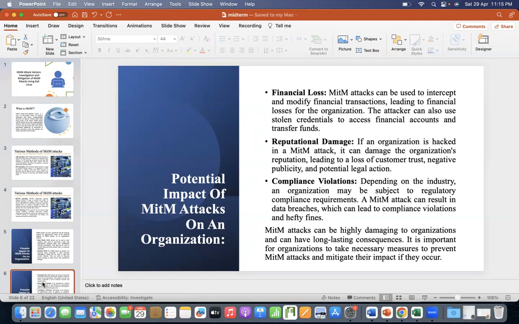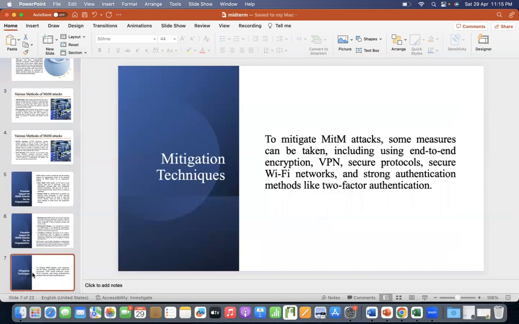And next was compliance violations. Depending on the industry, organizations may be subject to regulations and compliance requirements. If a man in the middle attack results in a data breach, this may lead to compliance violations and hefty fines. So the man in the middle attack plays a major role in damaging an organization, and it has long lasting consequences. And next, here are the mitigation techniques.